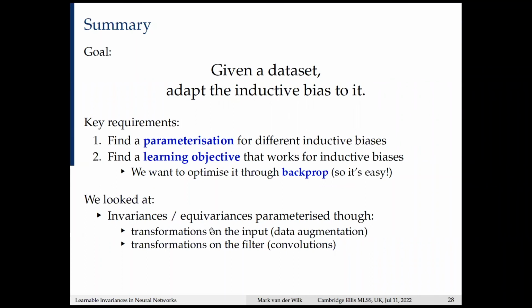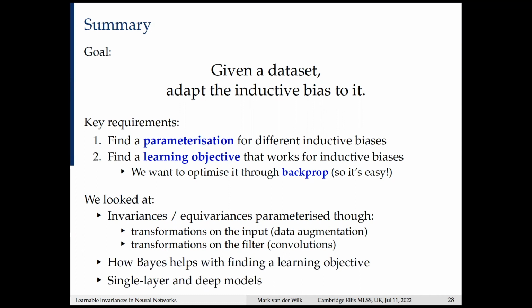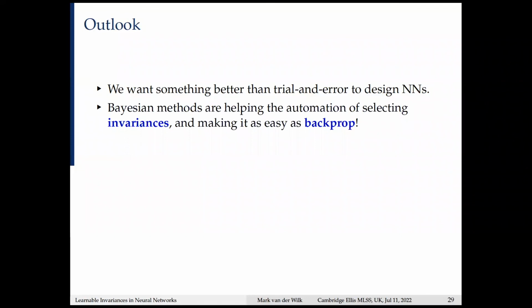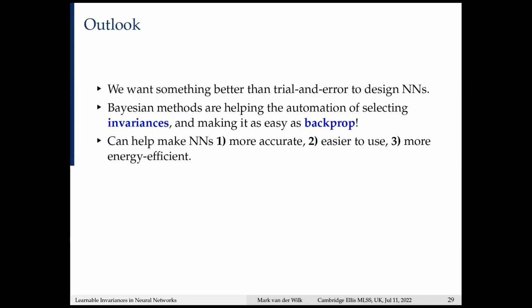Specifically, we looked at parameterizing invariances and equivariances by transforming the input, so that was data augmentation, and transformations on the filter, so that gave us convolutional structure. And we saw how Bayes can help with finding a learning objective. And we looked at single layer and deep models. So, what's next about this? Essentially what we want is something better than trial and error to design neural networks. And at least for these invariances, Bayesian methods are making finding these as easy as backpropagation.